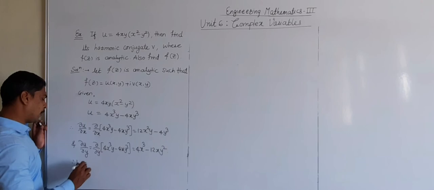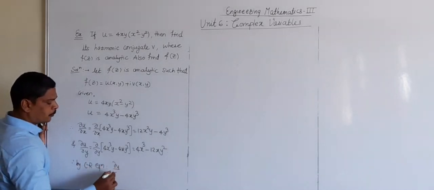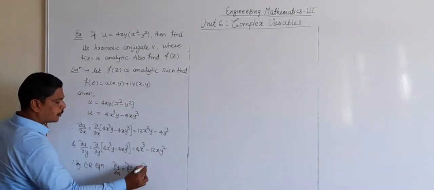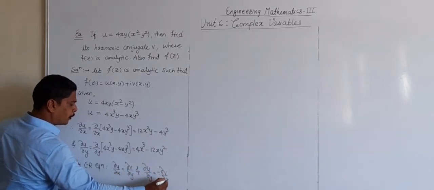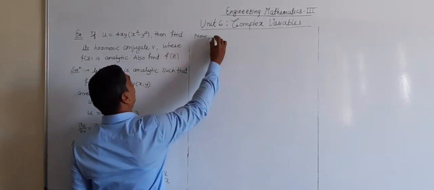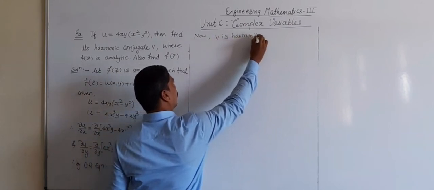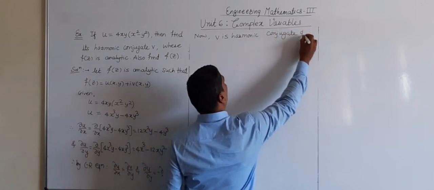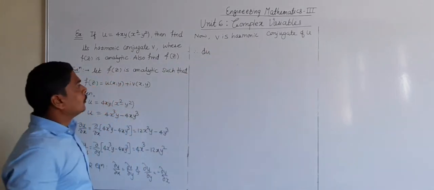Therefore, by CR equation, the partial derivative of u with respect to x is equal to the partial derivative of v with respect to y, and the partial derivative of u with respect to y is equal to minus of the partial derivative of v with respect to x. And now, phi is the harmonic conjugate of u, and therefore the derivative of u. So here we require phi.